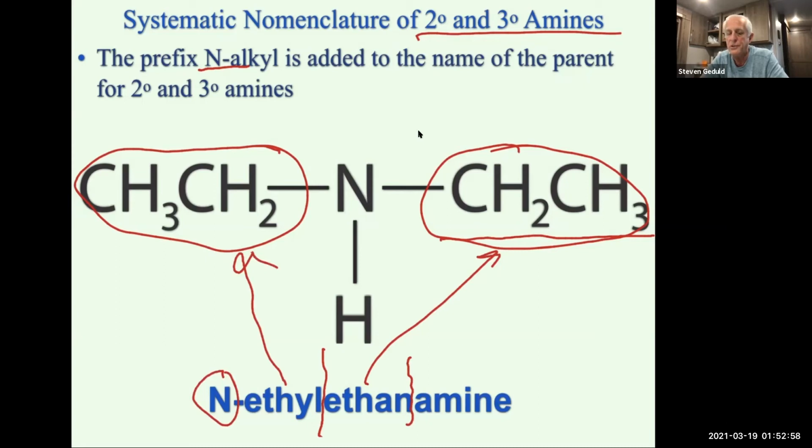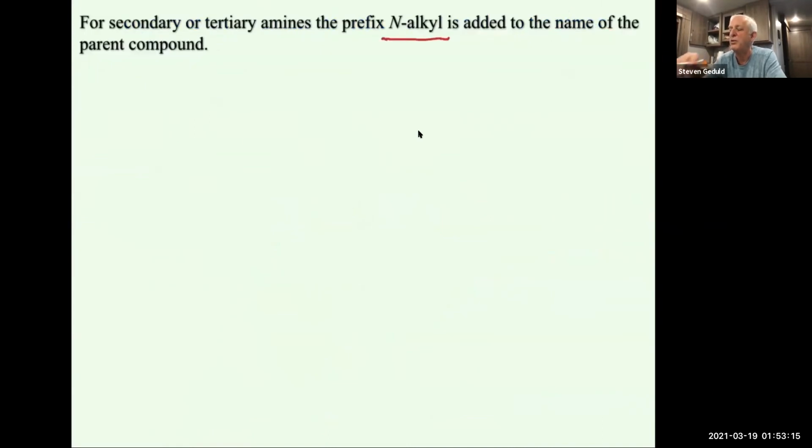Okay. So that's what that N means in the front. And then we name the other one as a substituent. And then this is the original name. We drop the E and add amine, same as before. Okay. So for secondary or tertiary amines, the prefix N-alkyl is added to the name of the parent compound.